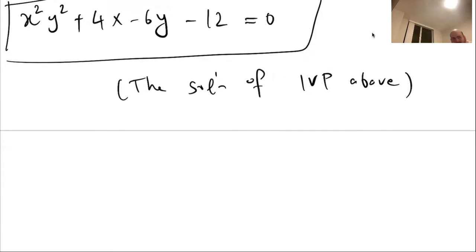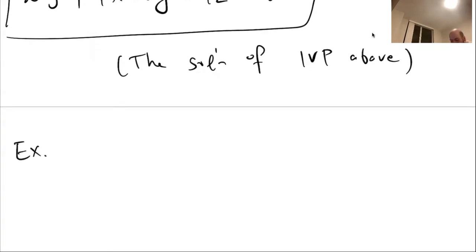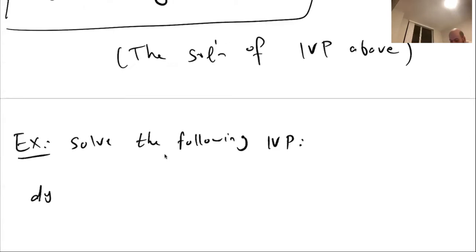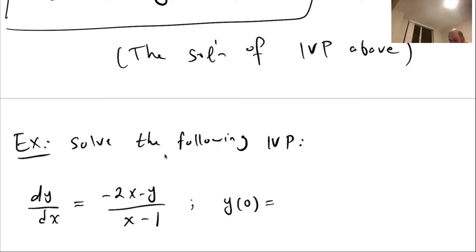All right, so the next example, solve the following IVP, initial value problem. dy/dx equals (minus 2x minus y) divided by (x minus 1), with the initial condition y of 0 equals 1.